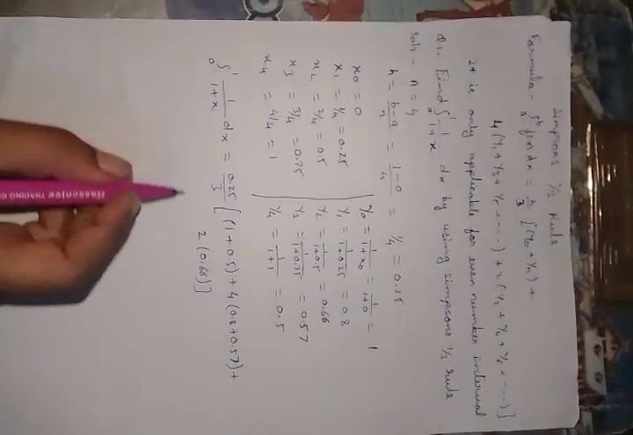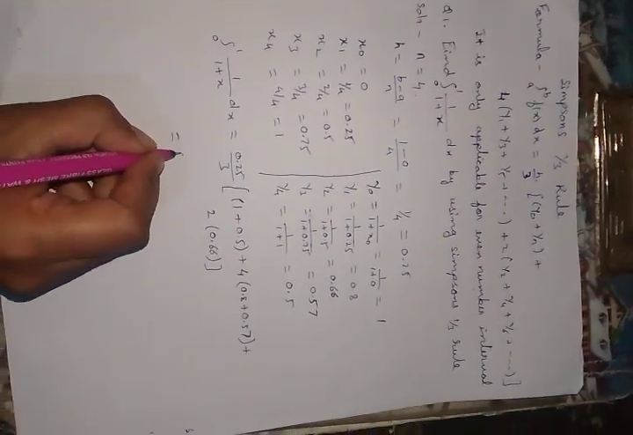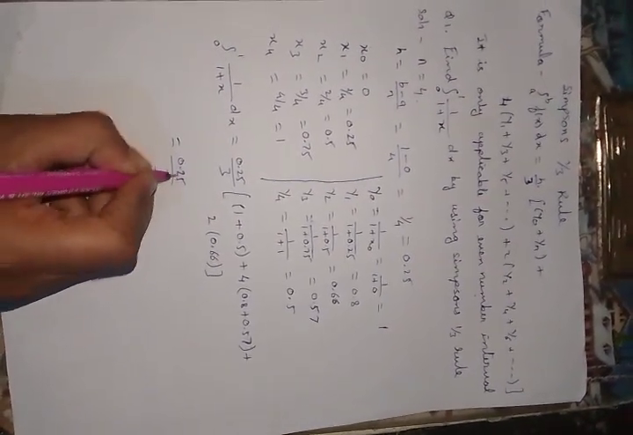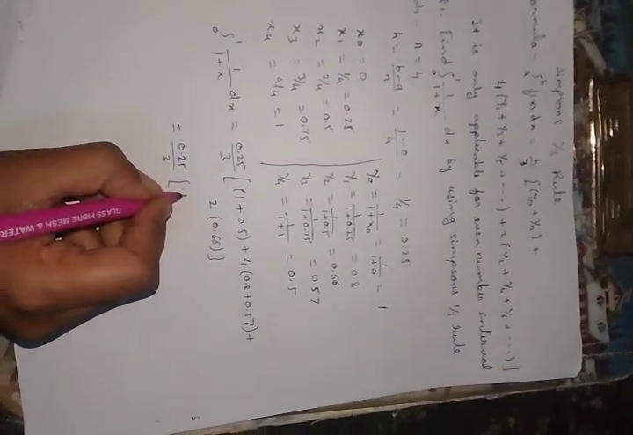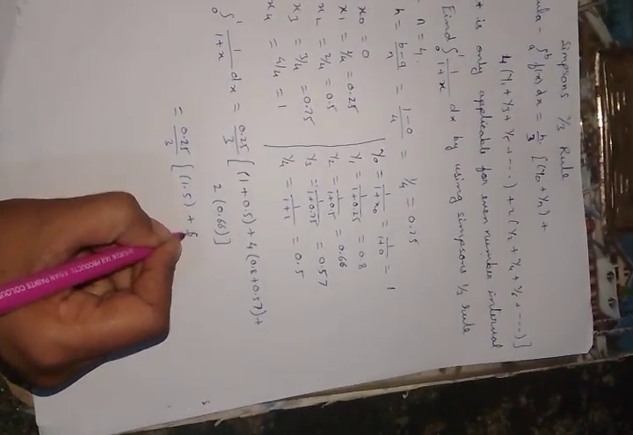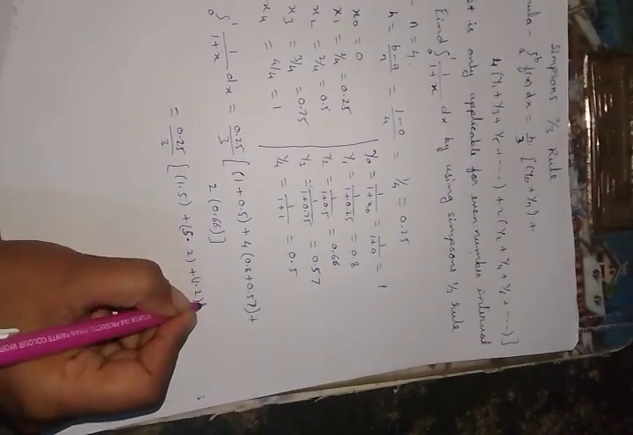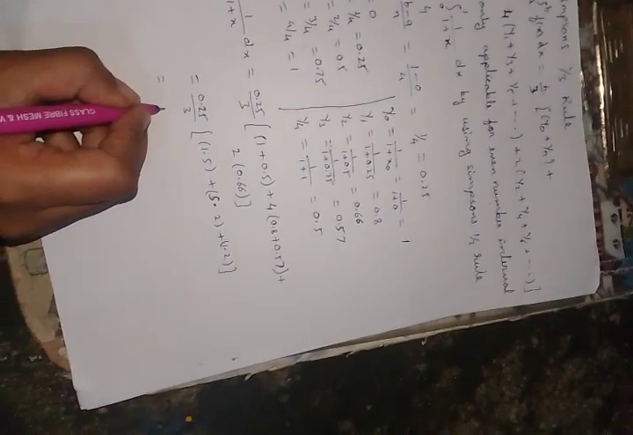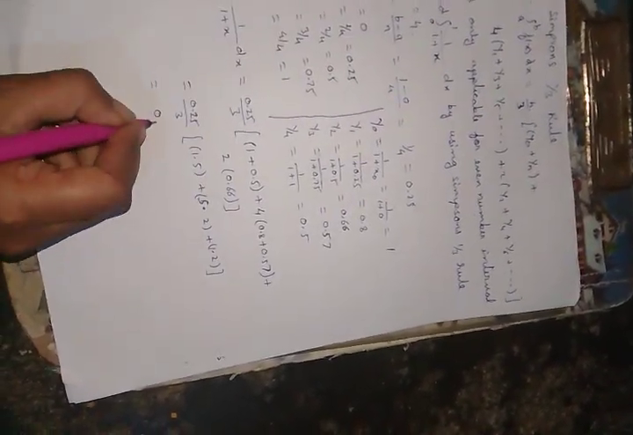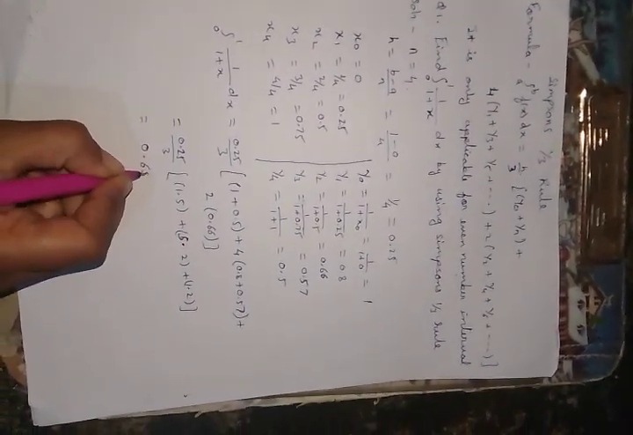As we put in our values, we then have to calculate. So 0.25 by 3 in bracket, this is 1.5 plus 5.2 plus 1.2. Then our final answer will be 0.6583. Thank you.